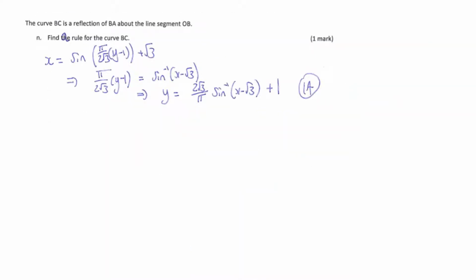Okay, the curve BC is a reflection of the curve BA about the line segment OB. Of course, the line segment OB is a line segment along the line y equals x. So we're talking about BC must be the inverse function of BA. Okay, so we've already got the rule for BA. So how do we come up with the inverse function? We swap our x's and y's, and then we go through the process of making y the subject. So you can see that's what we're doing over there in the set of working out.